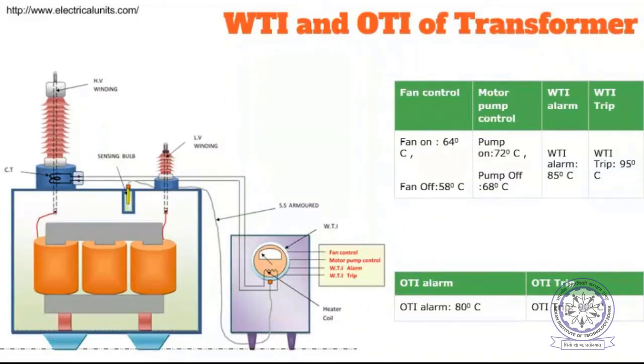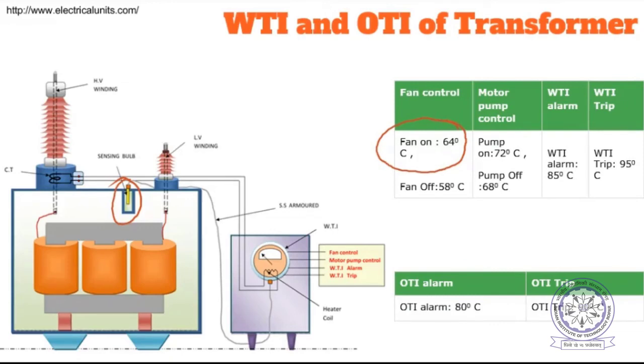So here you can see there is a sensor actually, a temperature sensor. One is with the winding, another is the oil temperature indicator, which measures the hot spot temperature in the oil. Wherever the hottest temperature occurs, there the sensor is kept for the oil temperature indicator. And the winding temperature indicator is kept near the windings. So here you can see fan control, when the fan should be on.